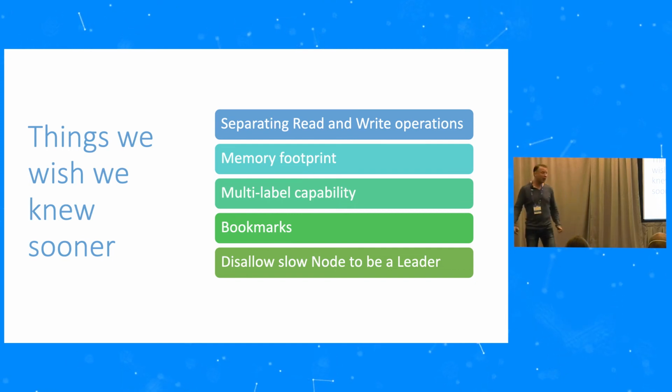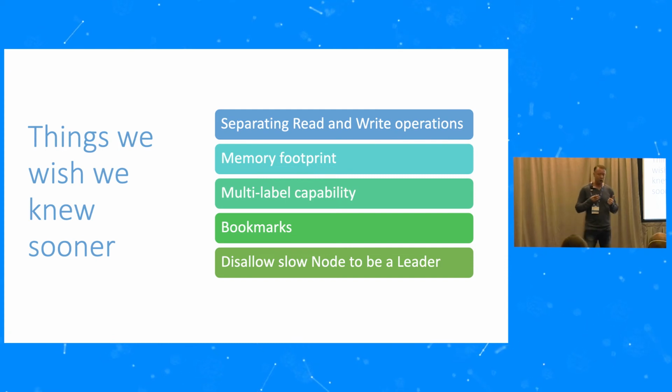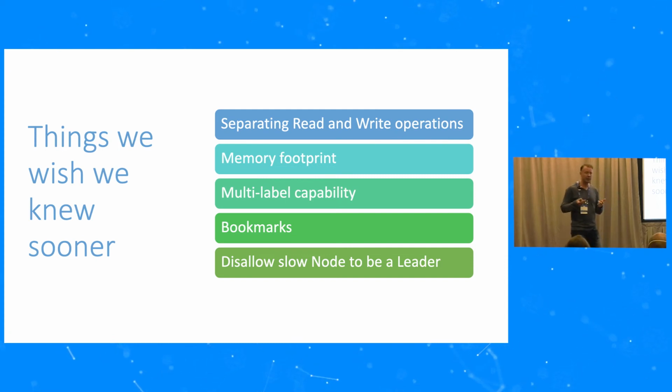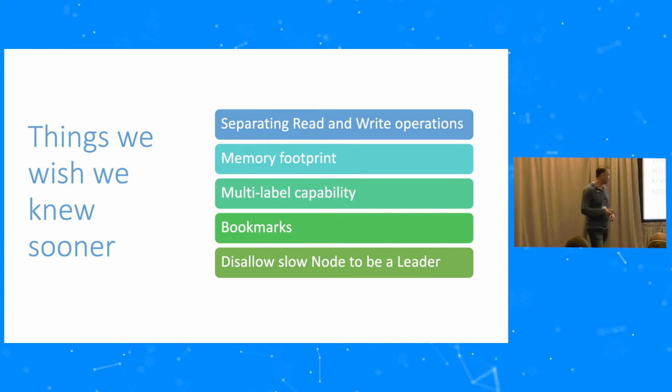Fortunately, Neo4j allows us to provide an instruction to disallow certain cores from becoming leader. They still will participate in the election, but will not become leader themselves. Sounds unfair, but it's a very useful feature.